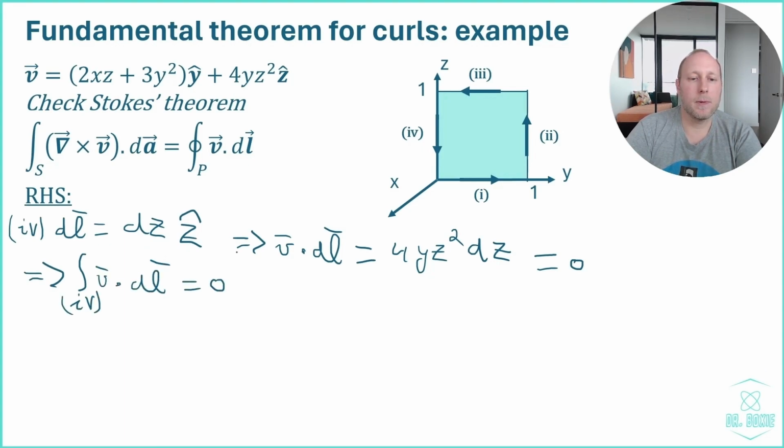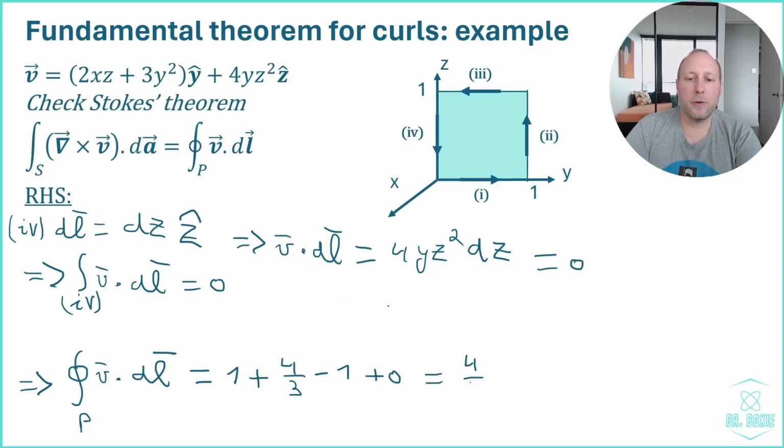And to summarize, what we find is that the total closed line integral over the full path is equal to the sum of the 4 integrals we just calculated. The first one was 1, the second one was 4/3, the third one was -1, and the fourth was 0. And so we're left with a total of 4/3, which is the exact result we found for the left-hand side of the fundamental theorem. So this is a check again for this specific vector field and for this specific shape that the theorem holds, and it holds indeed more generally.